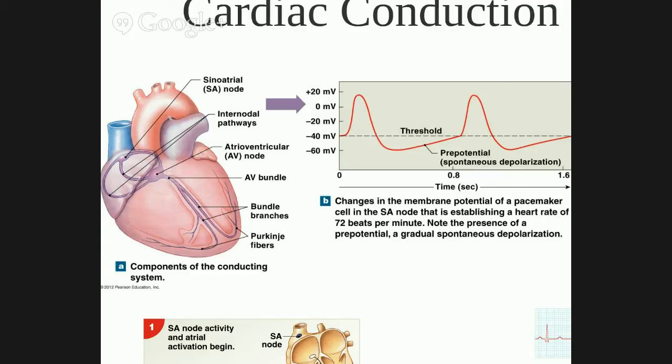Now, the SA node is responsible for setting the pace of the heart. It's referred to as the pacemaker. When you hear pacemaker, you usually think of a device that's been implanted in somebody. That's an artificial pacemaker. When the SA node doesn't work properly, an artificial pacemaker can be implanted with wires that will get into the tissue here and set up the conduction signal that we're about to describe, but doing it artificially.